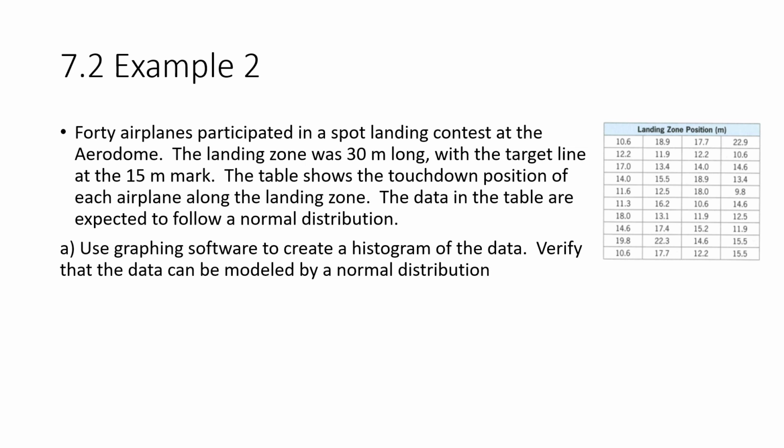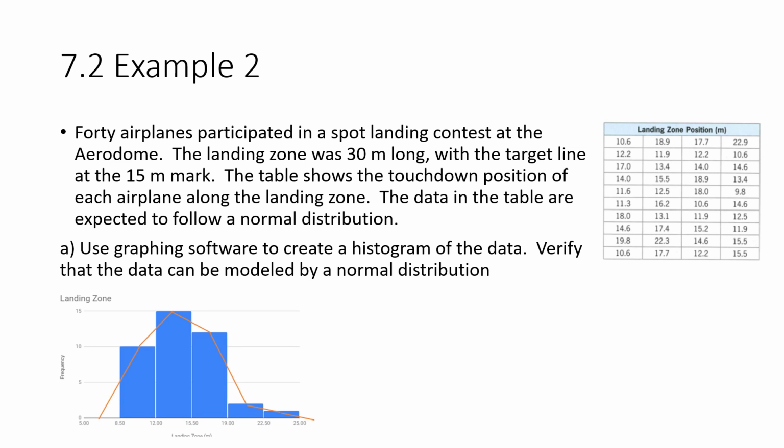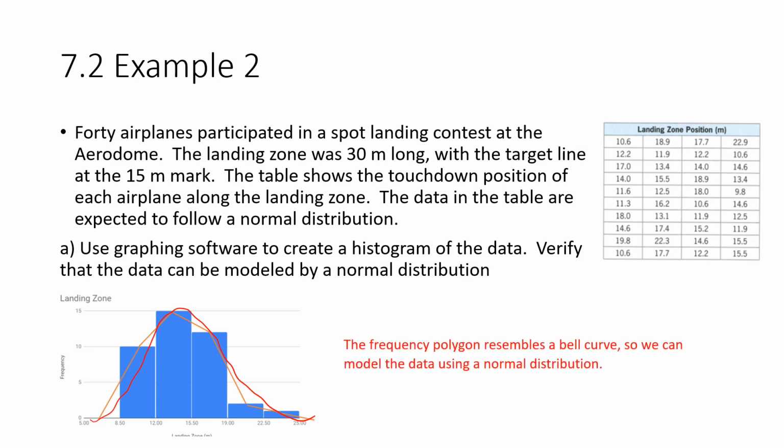So I already did that with Google Sheets. I got something like this, okay, and I made a frequency polygon as well. We can see it's kind of bell-shaped, not perfect, okay, but close enough. So we can see that it can be modeled by a normal distribution. Modeled meaning giving us approximate answers, not exact, but close enough. Okay, so it looks like a bell curve, so we can model the data using a normal distribution.